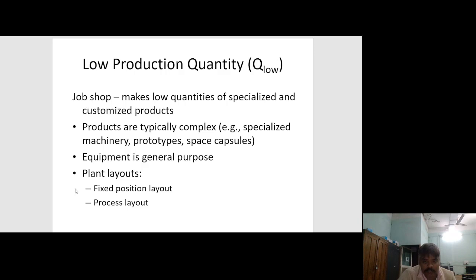Low production quantity is known as job shop. It makes low quantities of specialized and customized products. Products are typically complex. Examples: specialized machinery, prototype, space capsule. Equipment is general purpose. Plant layout: fixed position layout, process layout. This is the low production quantity.